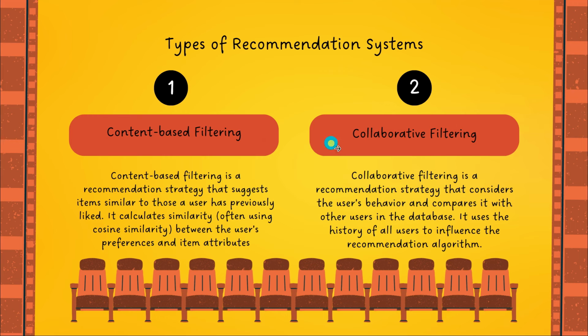Now this is collaborative filtering. Collaborative filtering is a recommendation strategy that considers the user behavior and compares it with other users in the database. That means if you have multiple users, it checks the user behavior and compares user 1 to user 2, and tries to recommend to the users. So it uses the history of all the users to influence the recommendation algorithms.